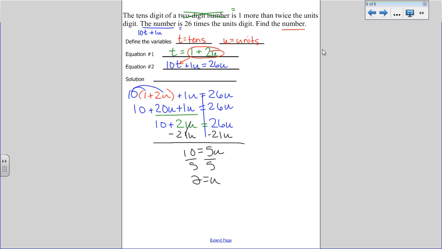So far, I feel confident because I got a positive number. It's a whole number, and it's between 0 and 9. So it's fitting the mold that we need. How am I going to figure out what t is, though? Because I can't make a 2-digit number without 2 digits. Right now, I only have 1. Plug in 2 for u. I can use either equation. Which one makes more sense? I like the t equals, right? Does that look a little bit easier to work with, guys? So I'm going to take t equals 1 plus 2 times. I'm going to plug 2 in.